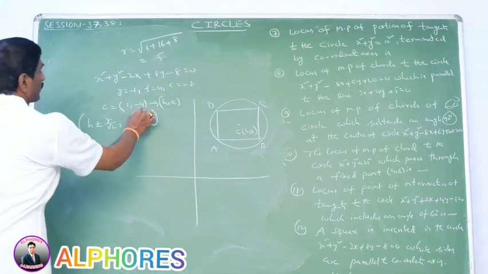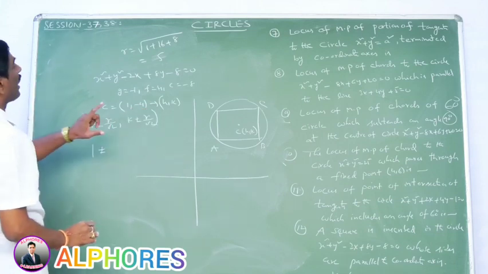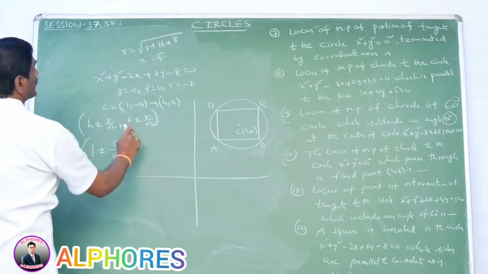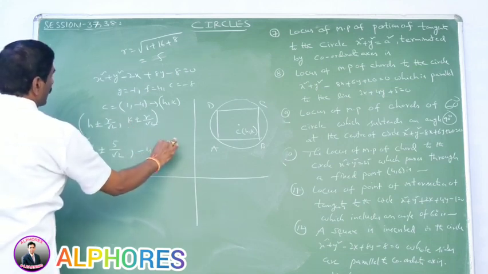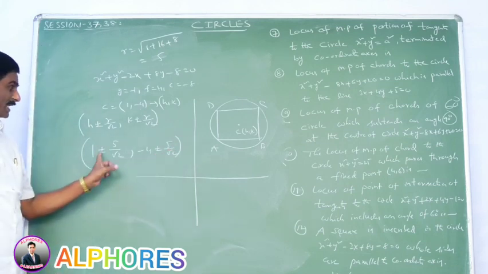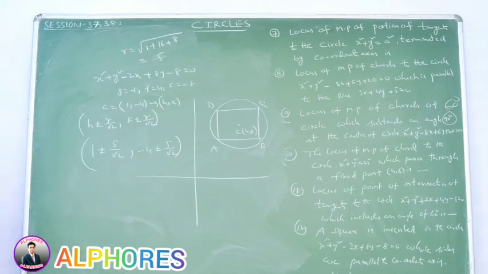Here (h, k) = (1, −4). So 1 ± r/√2, where r is 5, gives 5/√2, and for k, −4 ± 5/√2. So the possible values are plus plus, plus minus, minus plus, minus minus. We get the 4 vertices of the square.